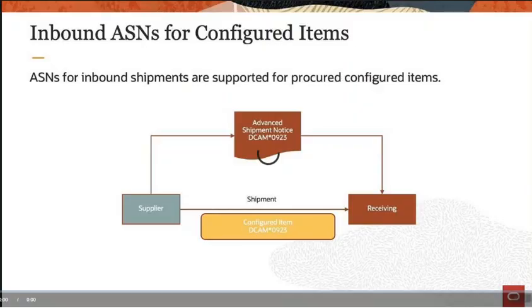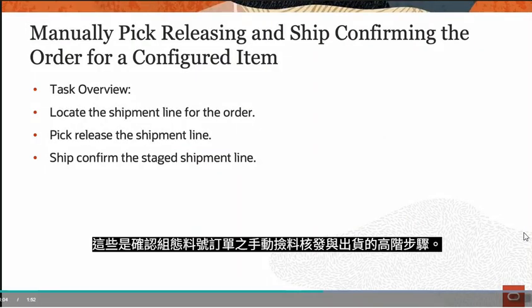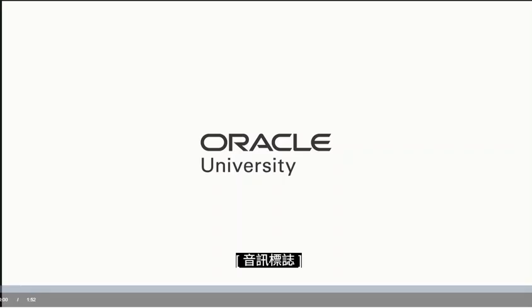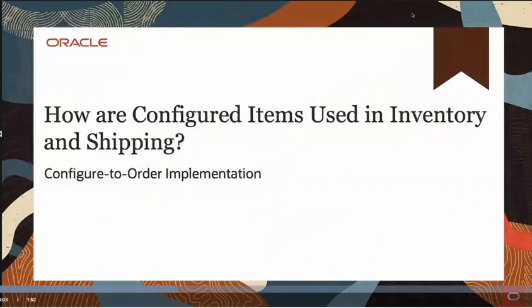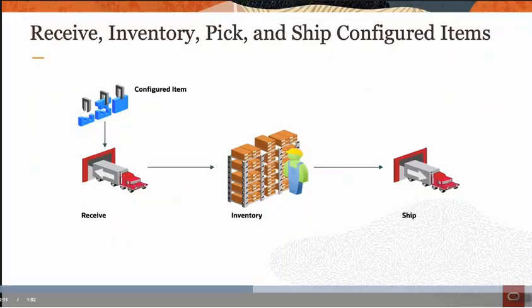For this practice, steps for manually pick releasing and ship confirming the orders for a configured item. They include locating the shipment line for the order, pick releasing the shipment. In our final topic for the course, we'll discuss how are configured items used in inventory and shipping.